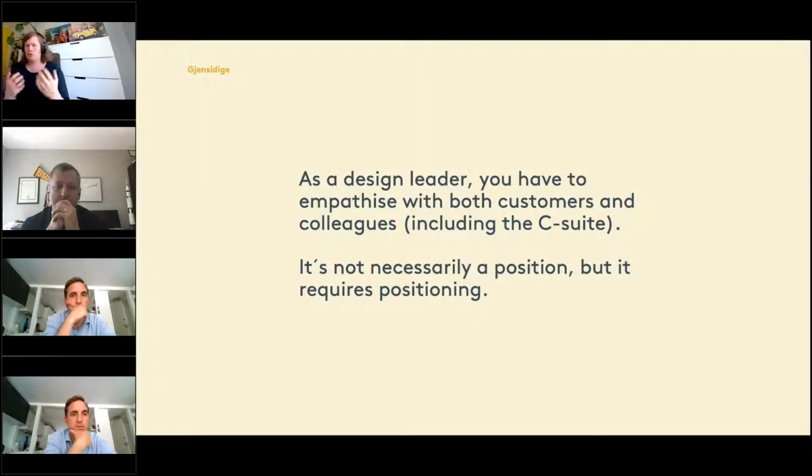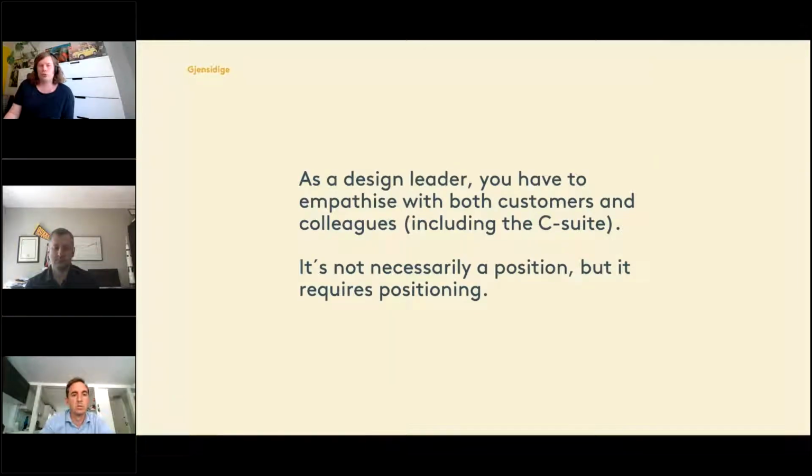So I guess to sort of get you into the tone of it, I think it's good to note that as a design leader, you have to empathize with both customers and colleagues, including the C-suite. So design leadership is not necessarily a position within the company, but it definitely requires positioning. You need to get yourself known and get yourself heard, or you're going to fail and probably just end up focusing on the pixels.